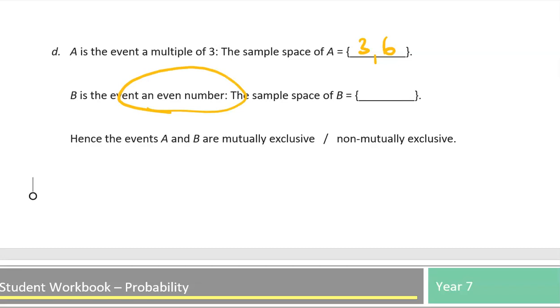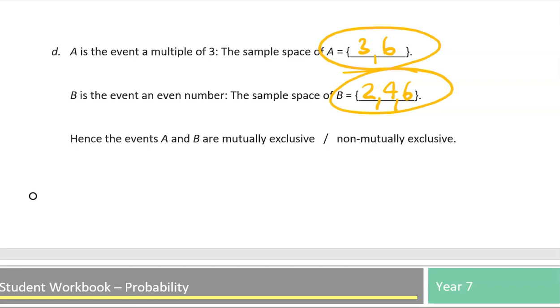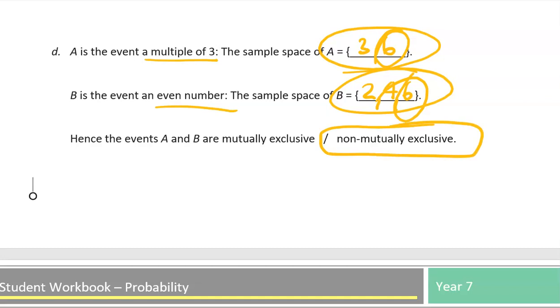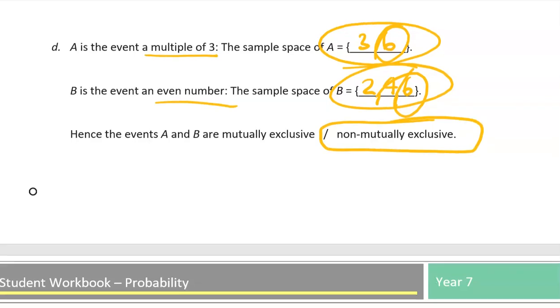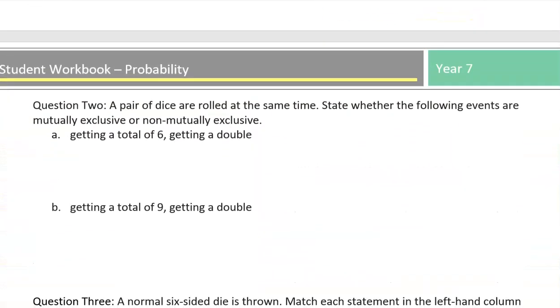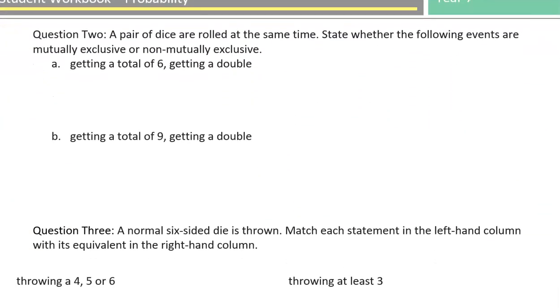So on my die, what are the even numbers? You've got 2, you've got 4, and 6. So here's my question. Is it possible to fit into both categories here? Can you both be a multiple of 3 and an even number? And because we've got the number 6 here, I would say yes, you can. Okay? So we're non-mutually exclusive. It's not just one or the other, but you can actually fall into both categories. Because if you're the number 6, you're both a multiple of 3 and an even number.